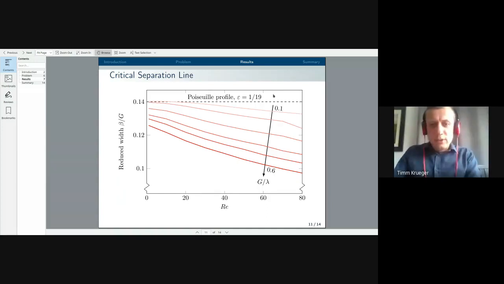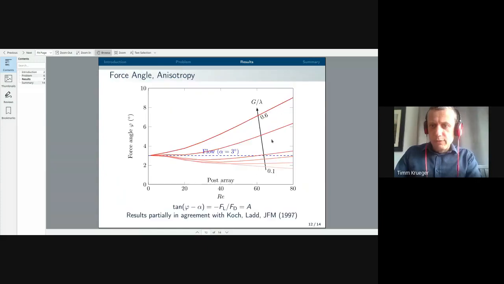And here is the data. You see that for very small gaps in the Stokes regime, the Poiseuille profile is a very good assumption. For larger gaps, it is not really a good assumption because the flow never has the time to fully develop between the posts. And if you increase Reynolds number, in all cases your critical particle diameter decreases. That is one of the key observations. But now what is really interesting, and I think I have to hurry because of time, is the anisotropy in the system.